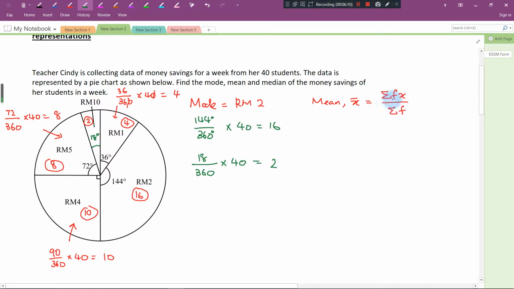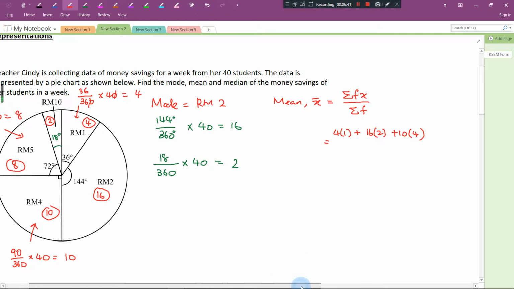Now we can apply this formula to help us get the mean. Okay, frequency times the data. So we have 4, this is your frequency, and this is the data, 4 times 1, plus 16 times 2, plus 10 times 4. Oh, no space. Okay, hold on. And then 8 times 5.